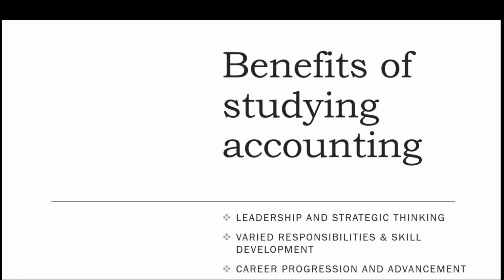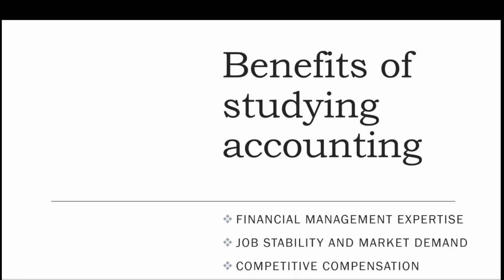If you really want to advance in your career, accounting skill and knowledge is very, very important. Wherever you go in corporate, if you understand accounting, you will go very far, because it helps you to be very analytical. And in corporate, they need people who can think and analyze data. Financial management expertise: you get to know how to manage finances well.